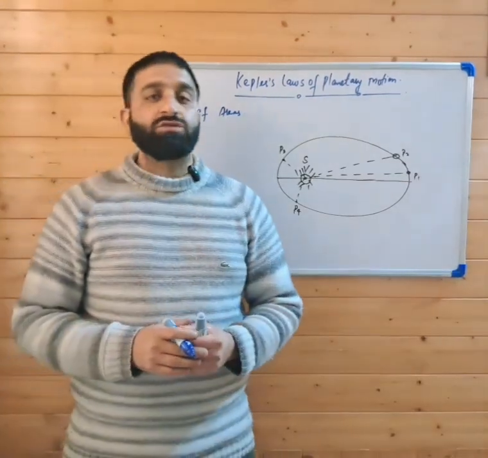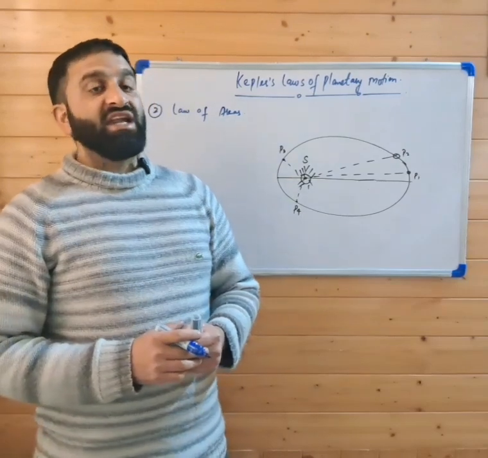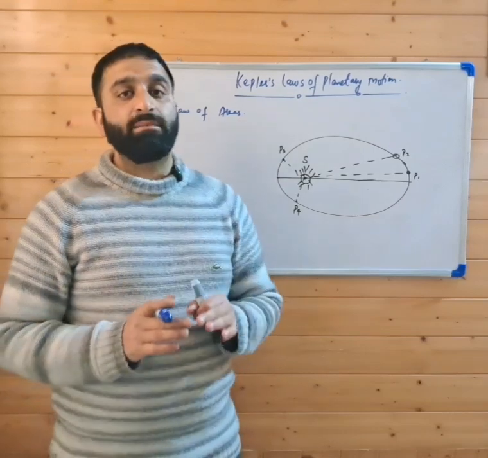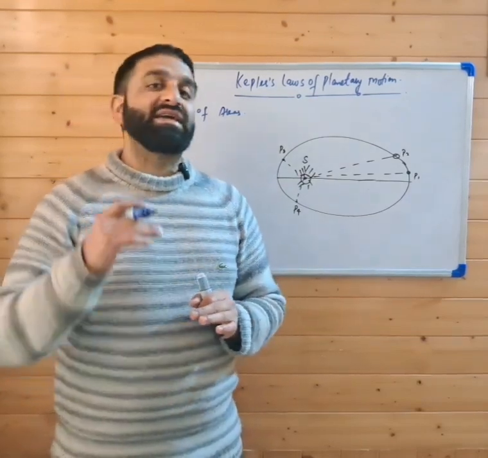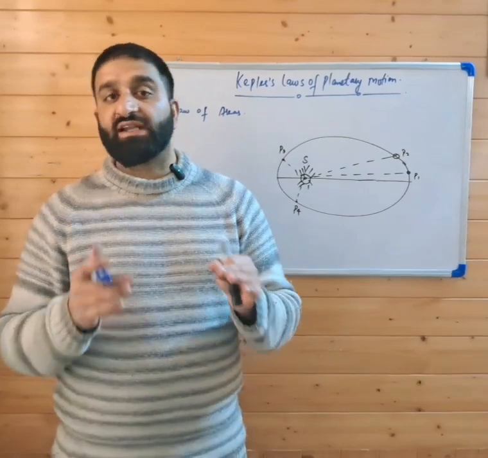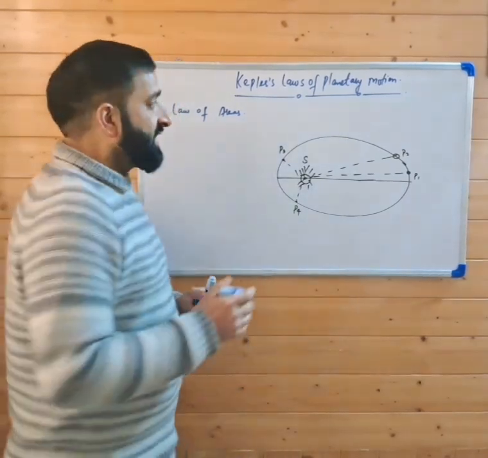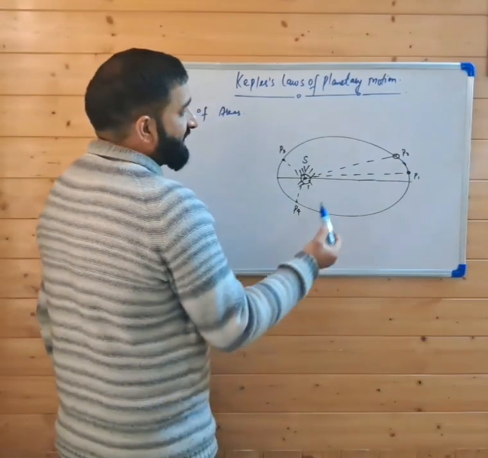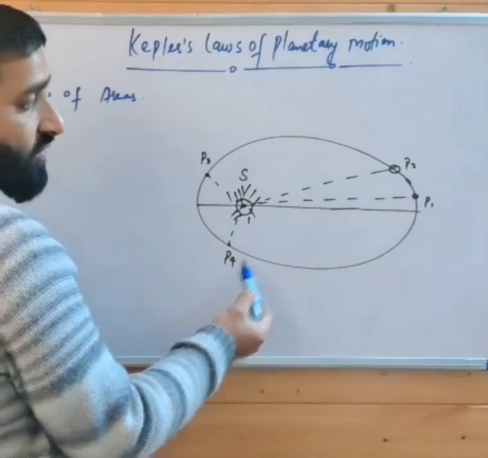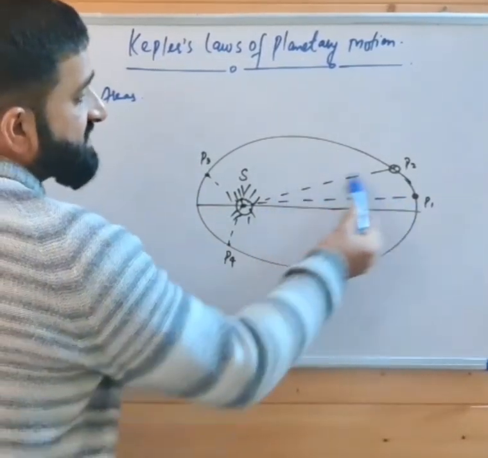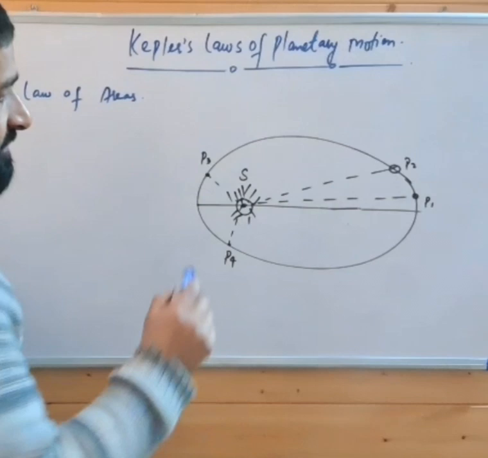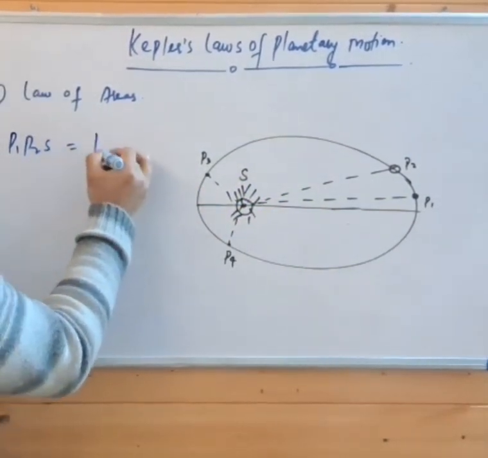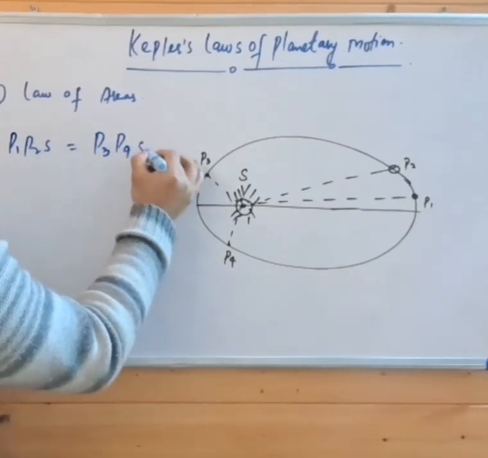Kepler's second law, also called the law of areas, defines that the areal velocity of the planet is constant. That means the area swept by the planet, whether it is far away from the sun or closer to the sun, in the same time is the same. If a planet goes from position P1 to P2 and at a later time it goes from P3 to P4, if the time is the same, the areas swept by the planet are the same. That means the area of P1, P2, S is equal to the area of P3, P4, S.